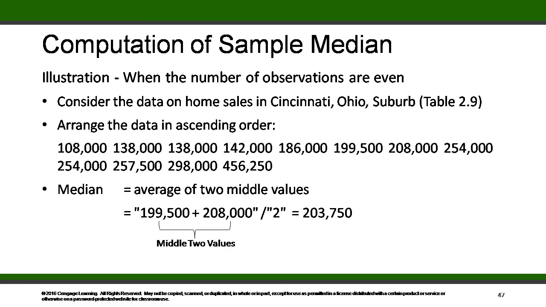Computation of sample median. Example, when the number of observations is even. Consider the data on home sales in a Cincinnati, Ohio suburb. Arrange the data in ascending order. The median is the average of the two middle values. The two middle values in these even observations are 199,500 and 208,000. Divided by 2, then we get 203,750.